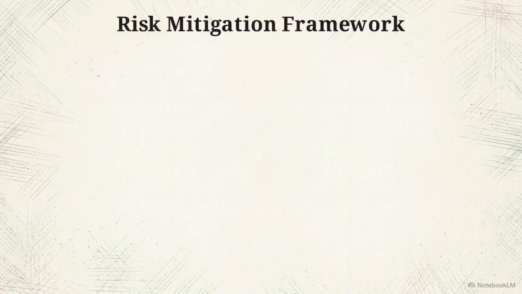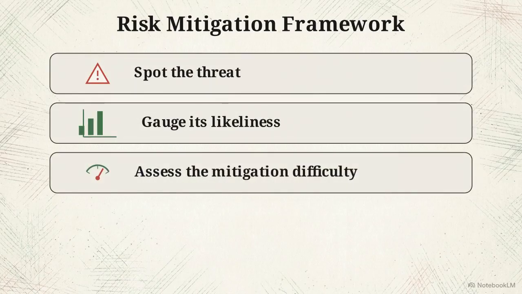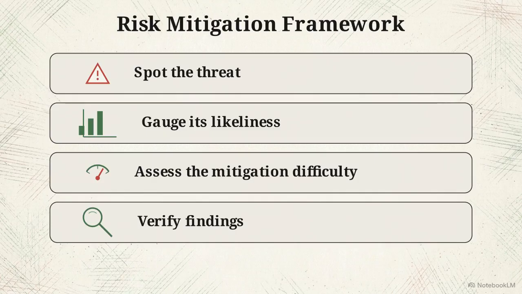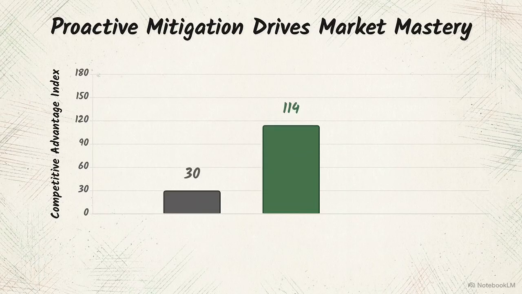You can systematize this defense by running 4 actionable steps: spot the threat, gauge its likeliness, assess the mitigation difficulty, and get outside eyes to verify your findings. Mastering these 4 steps turns a defensive measure into a proactive competitive advantage, allowing you to navigate complex markets while your rivals are still operating blindly.